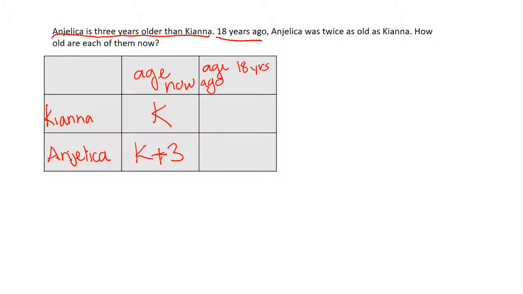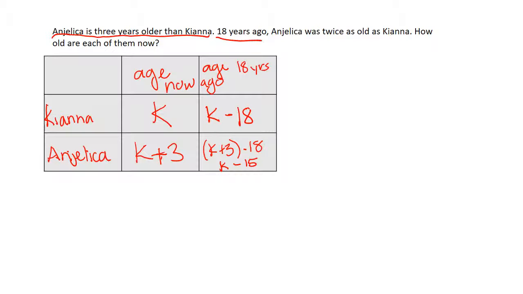Now, what do we know about their ages 18 years ago? Well, we know they were 18 years younger, so we can just have their age be 18 years less. So we'll subtract 18 from each of these. And now this one can actually simplify, so we're going to write this as K minus 15. Sweet, so now we have our information nicely organized so we can set up an equation that will help us.